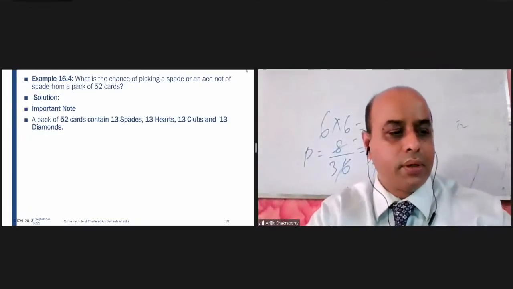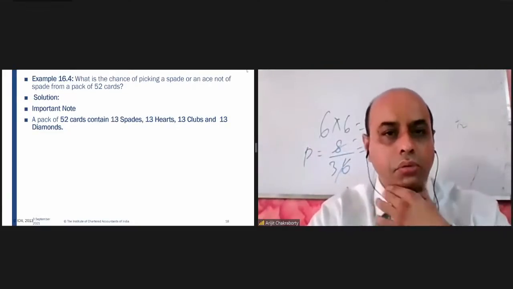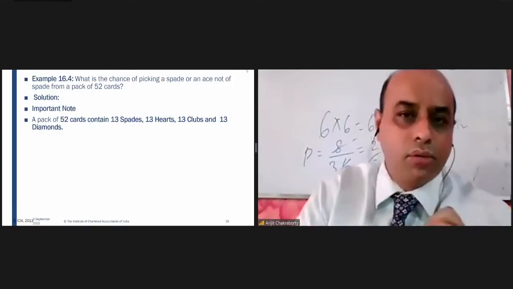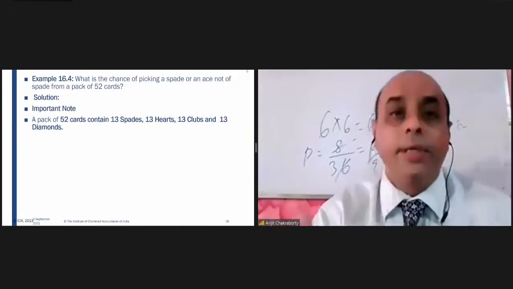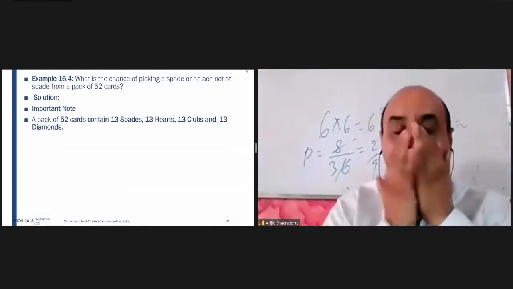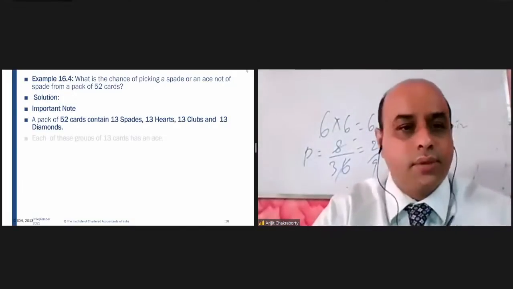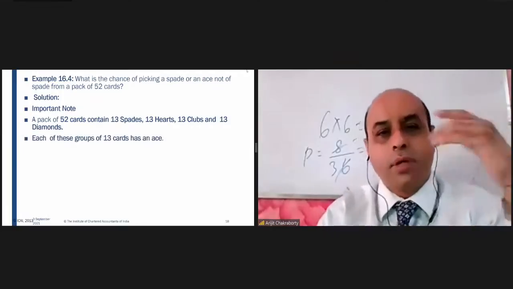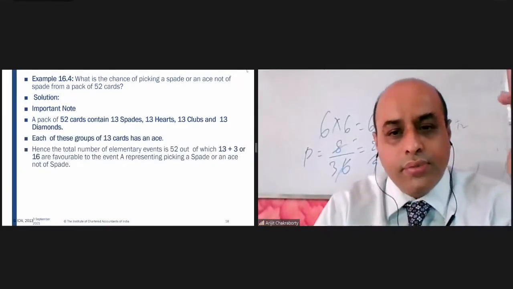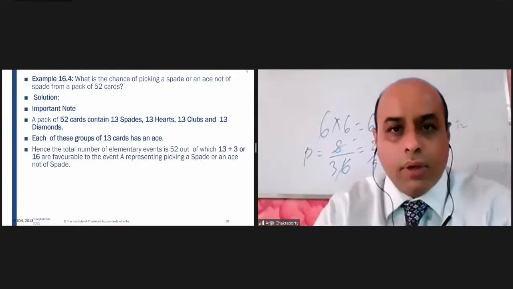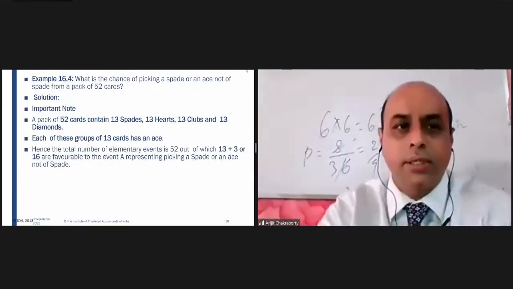Many of you may not be playing cards and may not be knowing, but to deal with these type of questions, you need to know the number of spades and hearts and clubs and diamonds in a pack of 52 cards. So exactly there are 13 each. Okay. So 13 spades, 13 hearts, 13 clubs, and 13 diamonds. And each of these groups of 13 cards will also have an ace. So in this example, the total number of elementary events is 52. Now, what is the chance of picking a spade or an ace, not from a spade?